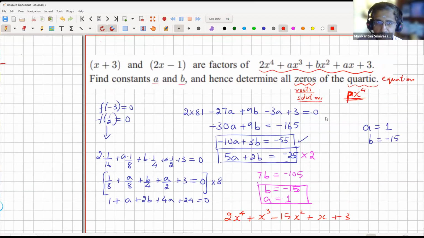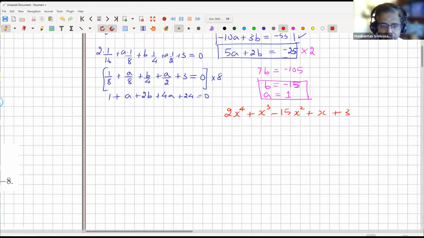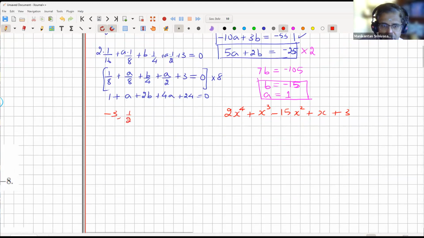Now this has 4 roots. So 2 roots are known. One root is minus 3 and one root is half. That's why they are factors, right? So when set equal to 0, 2 roots are minus 3 and half. Let's say that the other 2 roots are P and Q. These are the 4 roots.